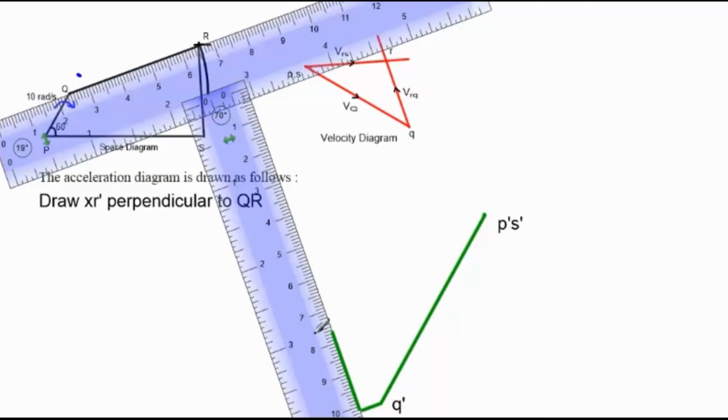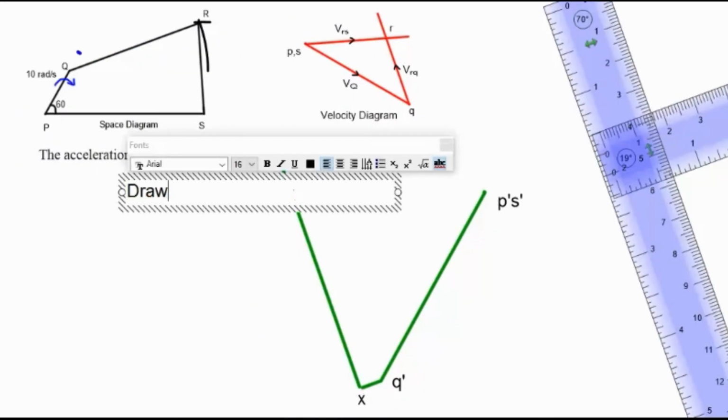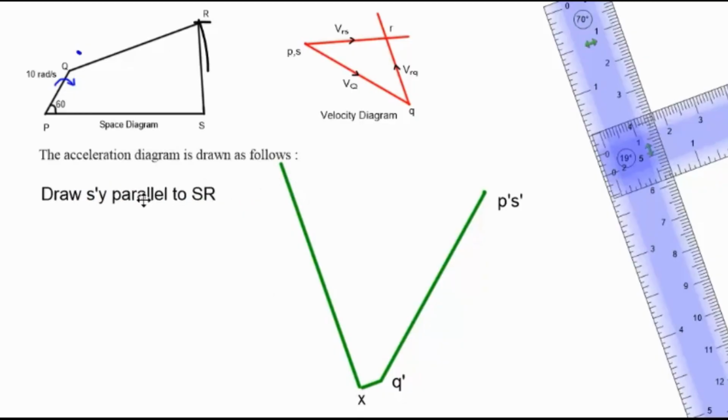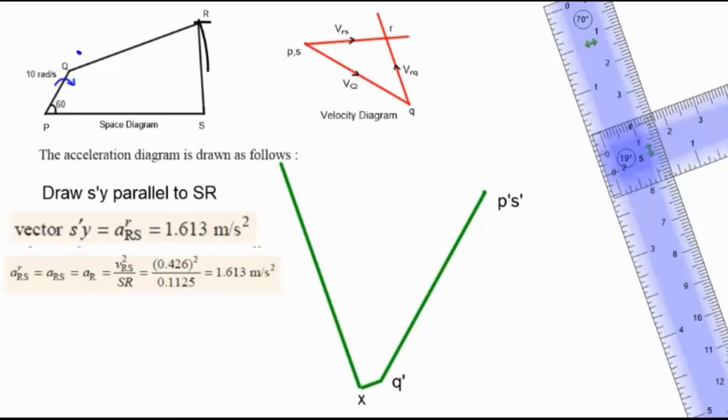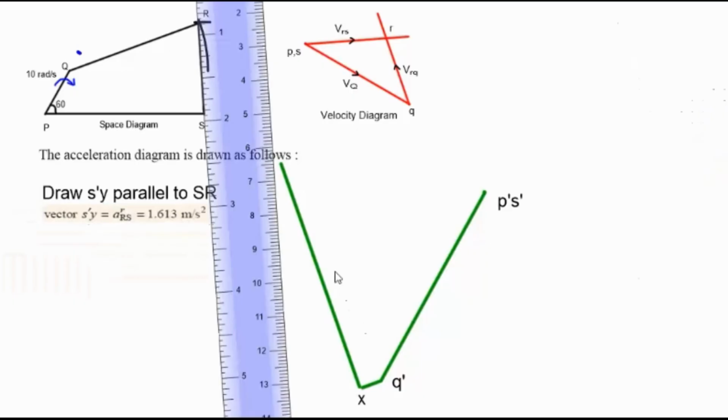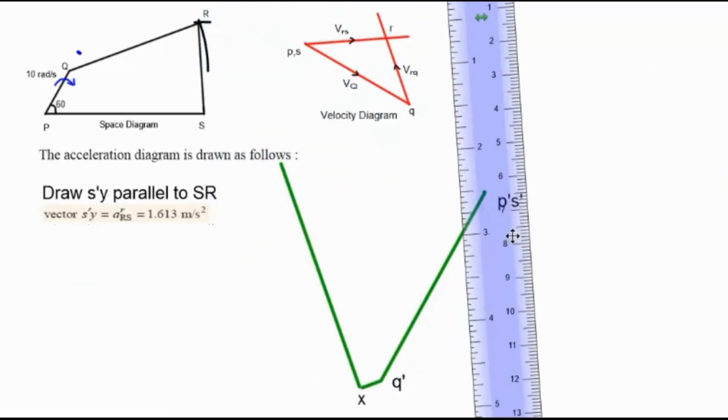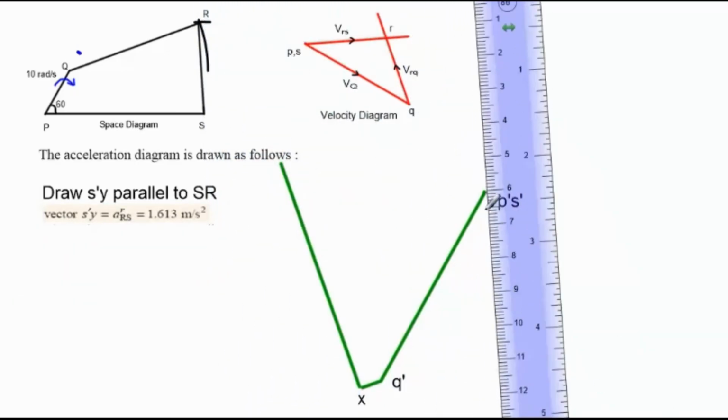Now let us get the point R from SR. Since we know the radial component of SR from the table, we know the magnitude. The direction, of course, is parallel to SR. Using the known magnitude and direction, from point S we can draw SY, which is parallel to SR. So this line represents the radial component of acceleration of RS.